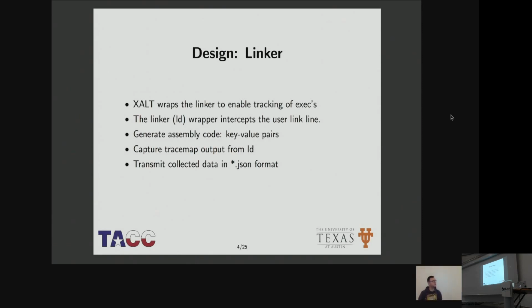XALT runs in user space. It's a module you load, or at least that's the way we install it, and it wraps the linker to enable tracking of the user's exec. The LD wrapper intercepts the user link line and generates key-value pairs stored in a JSON file. We also capture the trace map output from LD, so we know what libraries are being used. And this is all transmitted in JSON format to some database in a couple of different ways.